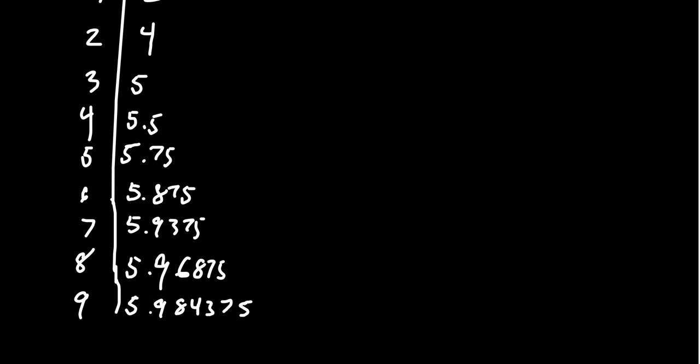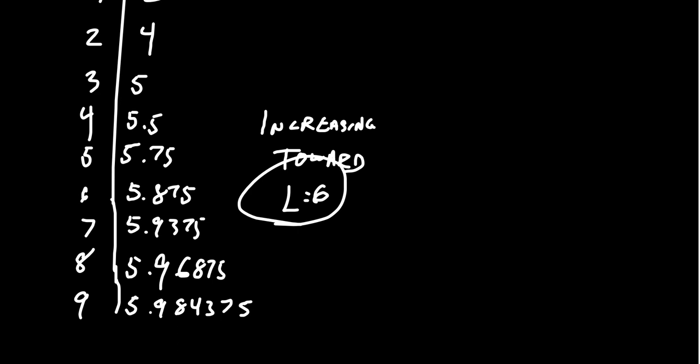And then lastly, if you do the ninth term, that would give you 5.984375. So if we look at these first couple terms here, we can see that the sequence appears to be increasing. It seems to be an increasing sequence. And it seems like it's increasing toward the number 6. So we actually have sort of a conjecture that maybe 6 is the limit of this sequence. But how do we actually prove that?